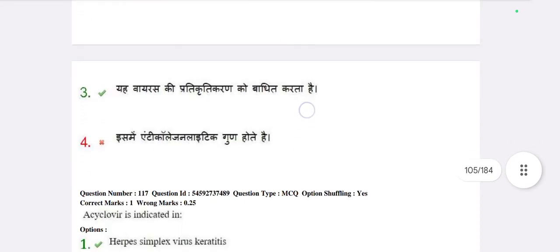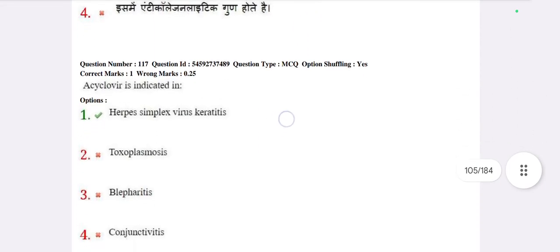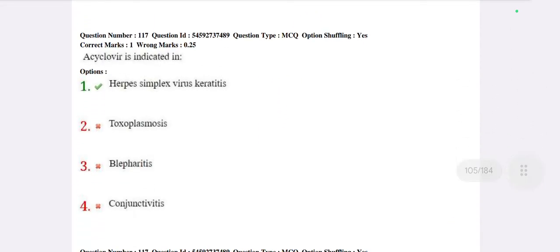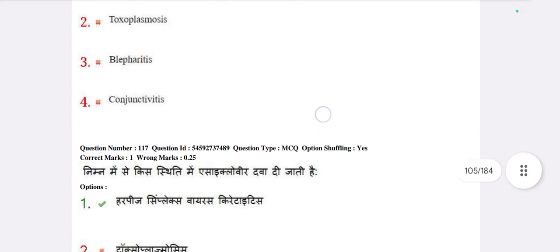Our next question is, acyclovir is indicated in A, herpes simplex virus keratitis, B, toxoplasmosis, C, blepharitis, fourth is conjunctivitis. Our right answer is herpes simplex virus keratitis.